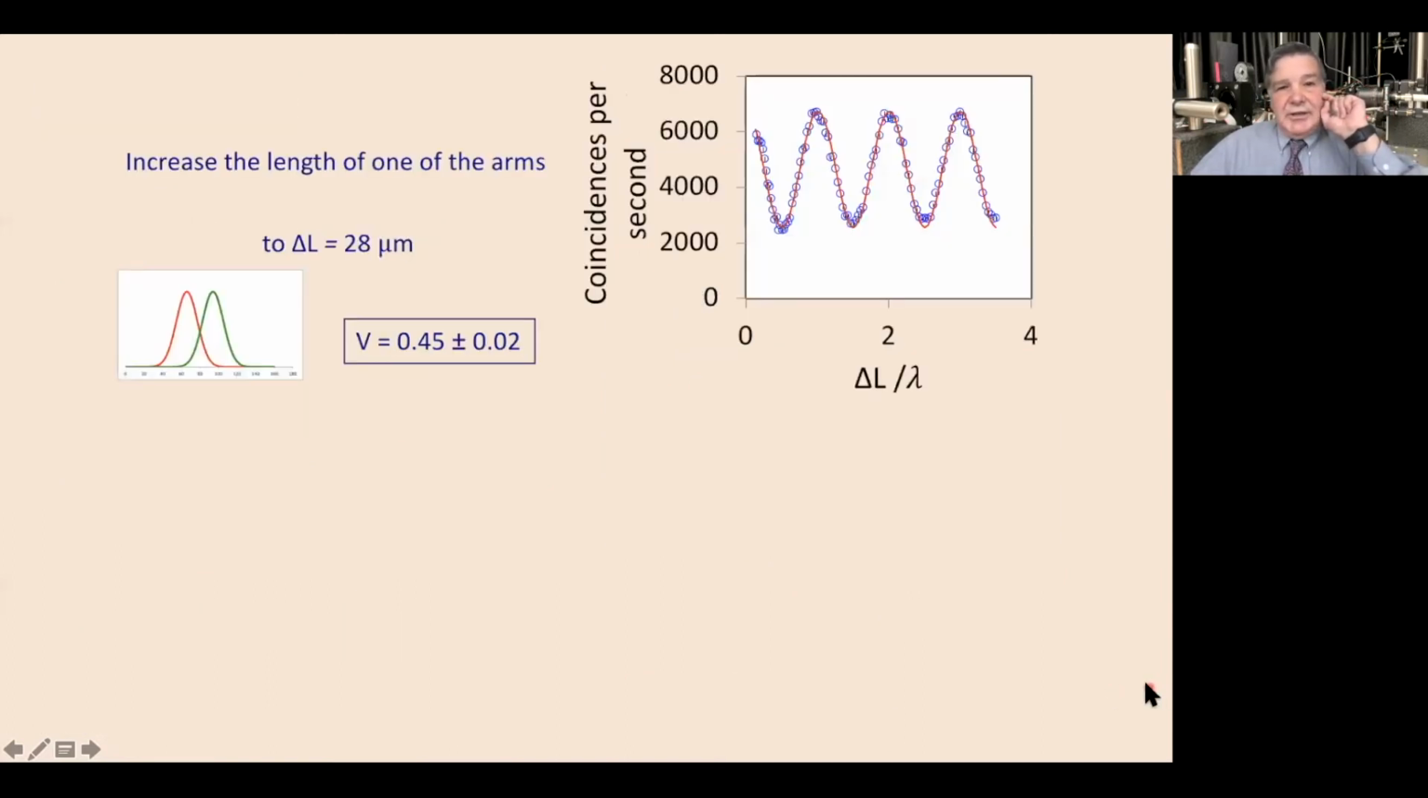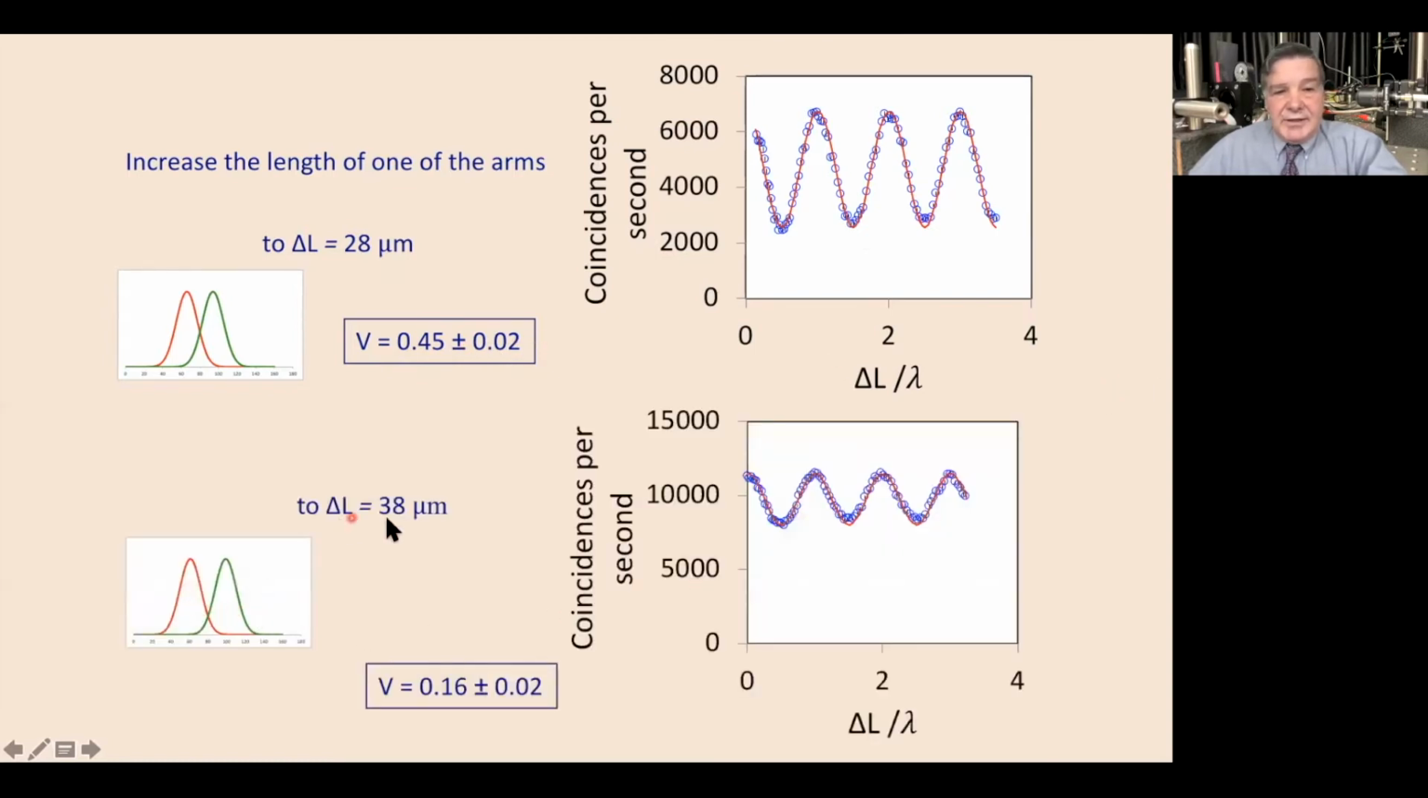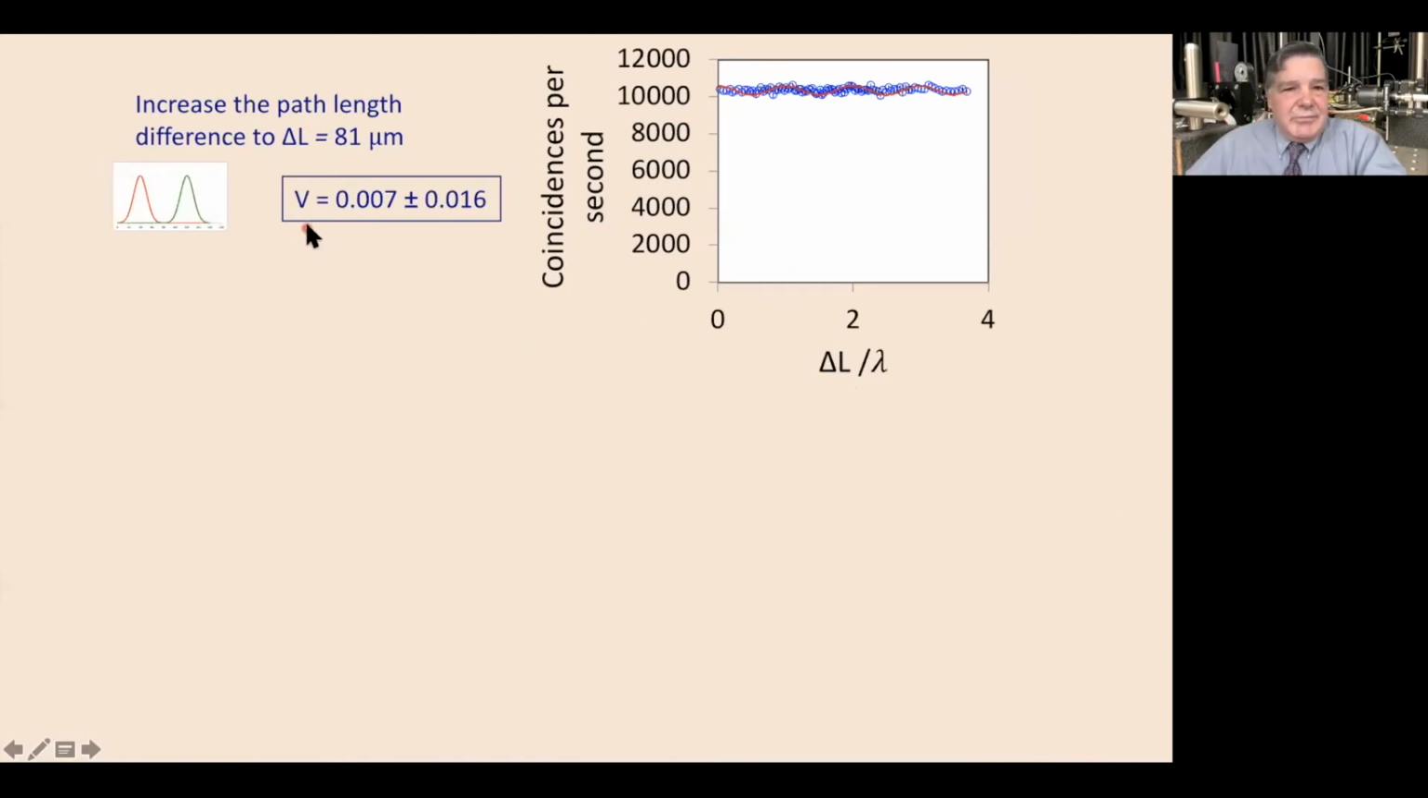Okay, then we're going to increase the difference in length. This is kind of like a picture we have in our head. What are the two wave packets relative to each other? They don't overlap exactly. So you can see that the visibility is not that great, and V is now close to 0.5. So we keep increasing the path length difference, and the visibility goes down. And we keep going. Here, 81 is, of course, much larger than the coherence length, so visibility is almost 0.